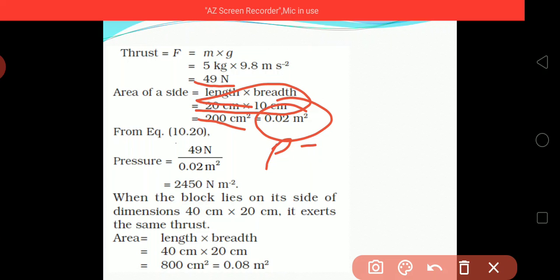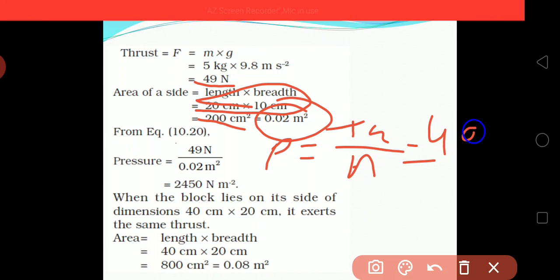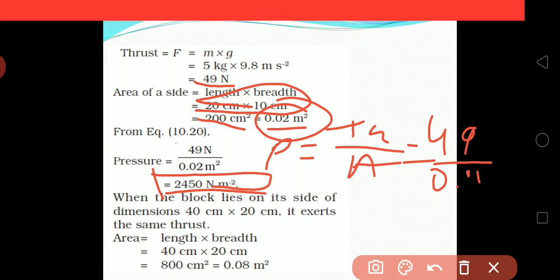Now we have a formula. P is equal to what? P is equal to thrust upon area. Here thrust means the force which is acting, which is 49, upon 0.02. On simplifying that, we will get 2450 Newton per meter square. So for the first case we have found our pressure, which will be 2450 Newton per meter square.